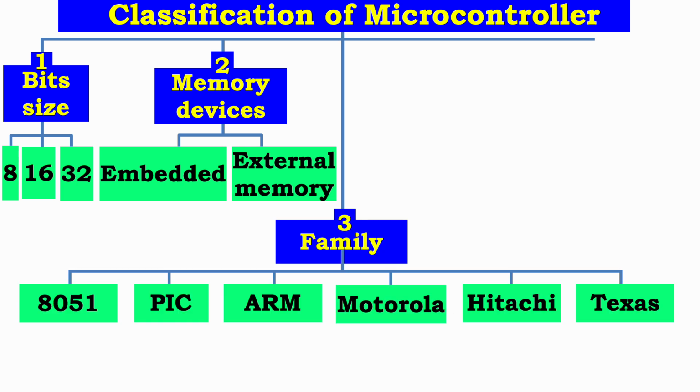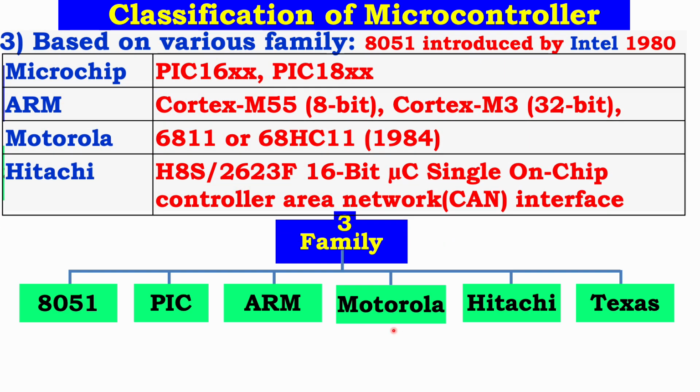Now the next one is according to family. Many various types of microcontrollers are manufactured by different companies and firms. Let us see what these are, based on various families. The first is the 8051 microcontroller, introduced by Intel in 1980. Starting from 4-bit, in the same year the 8-bit microcontroller was also introduced by the Intel Corporation.